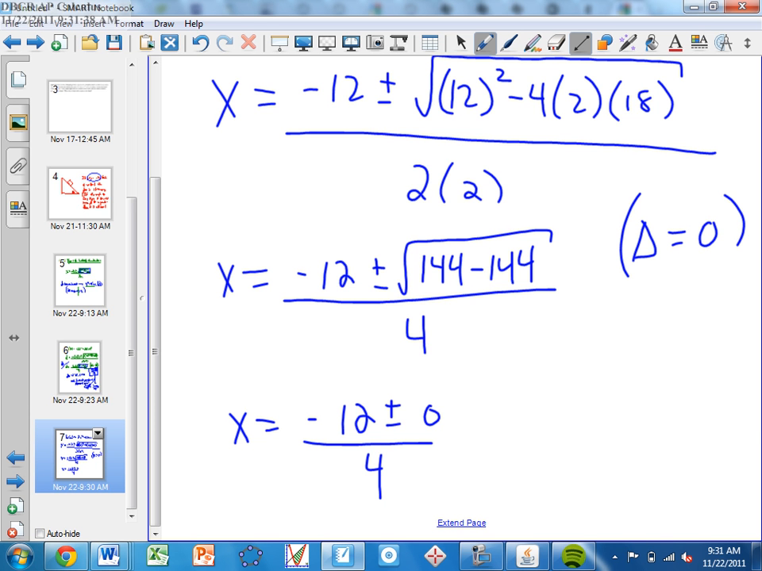Well, if I add 0 to negative 12, what is it still? If I subtract 0, what is it still? So is it going to change, guys? So I'm going to end up with negative 12 over 4, which is what? But what does it look like? Shouldn't I get 2 answers? Yeah, but what happened here? There was no cheating. What would it be? The same answer for both.